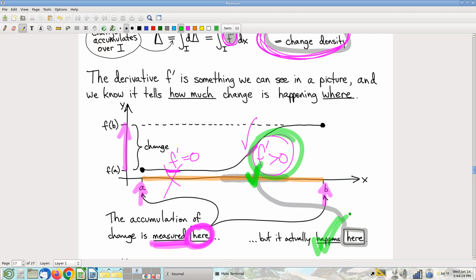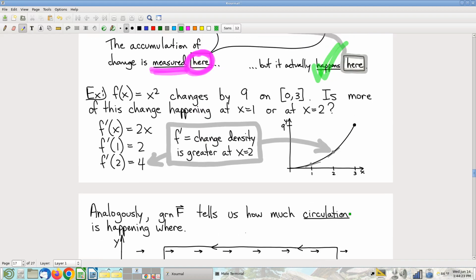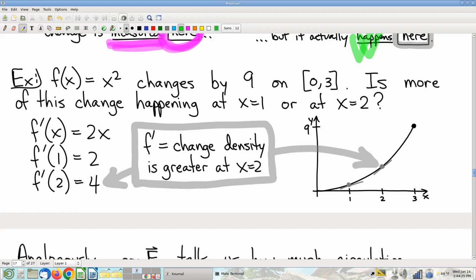You buy it? Okay. Weird point of view. Just to get explicit about it, let's look at this function here. F of x equals x squared, right? That's just a little parabola. And there's a certain amount of change that happens between 0 and 3. Okay, fine. Easy to compute the total amount that function changes: f of 3 minus f of 0.